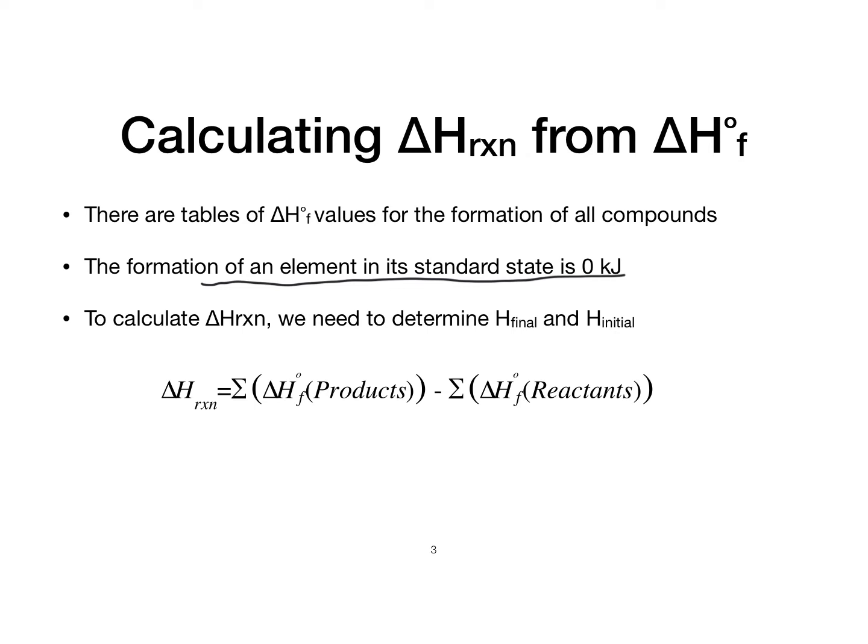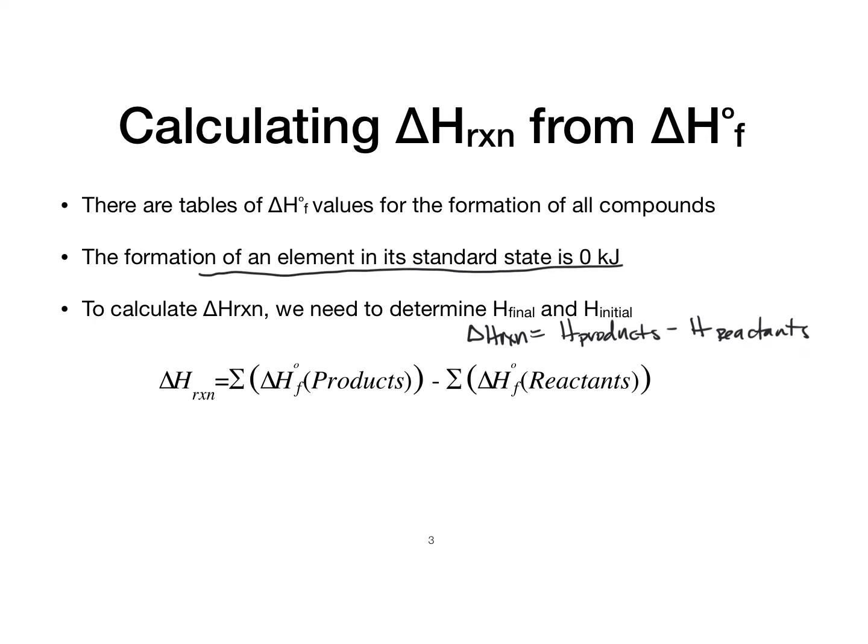value. We know that delta H reaction is equal to the H of the products minus the H of reactants. So we can use these standard values in order to calculate delta H. This sign here means the sum. It's the sum of the delta H°f values for all of the products minus the sum of the delta H°f values for the reactants.